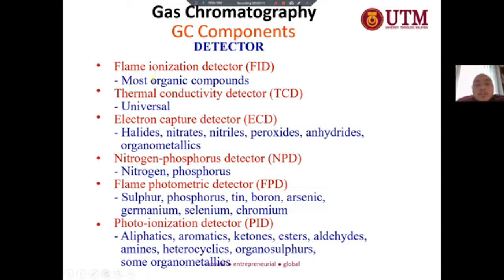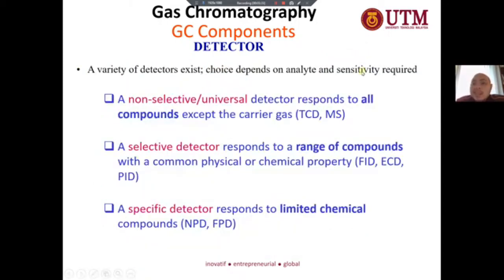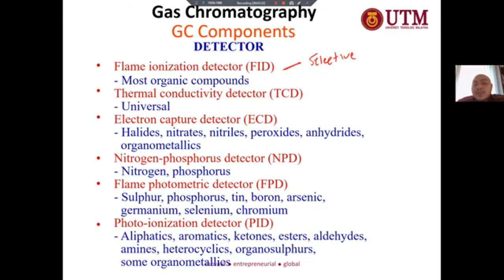If you look over here, the flame ionization detector, FID, is under selective detector. So a lot of questions can be asked in the detector. For example, please describe three types of detector. Another example, you would like to study the range of compounds of halogen, what kind of detector you need to use.